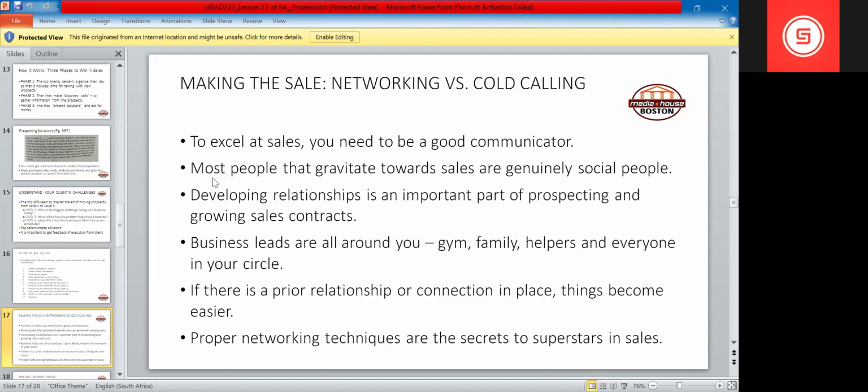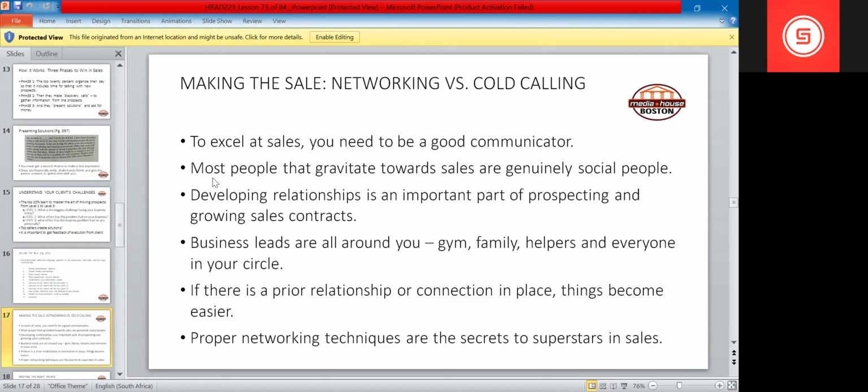Business leads are all around you, at your gym, within family, helpers, everyone in your own personal, private circle to your extended circle, could possibly be a business lead or a possible sale. So if there's a prior relationship or a connection in place, things become easier because of that trust connection that we said there before.